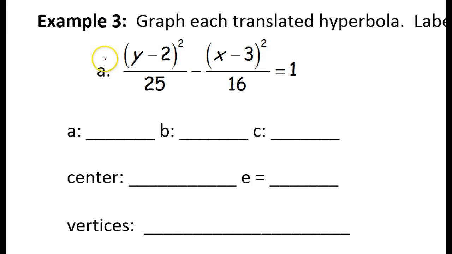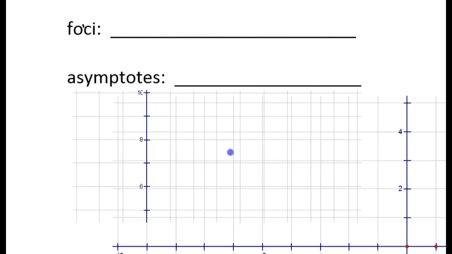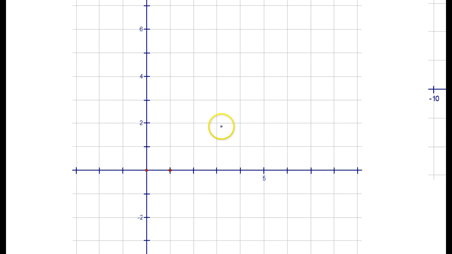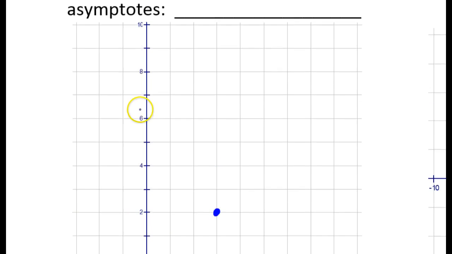All right, for example 3, we need to graph this hyperbola and label all the stuff. At a glance, we know what the center is going to be. It's going to be the opposite of this and the opposite of this. Be careful of the order. The x-coordinate has to come from the x part of the equation, so that's going to be 3. And the y-coordinate is going to be the opposite of the y part of the equation, so that's going to be a 2. So the center is 3, 2. I think it would be good to go ahead and just graph that right now. Okay, so here's the center right here at 3, 2.